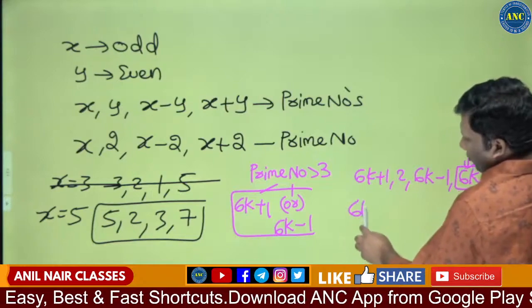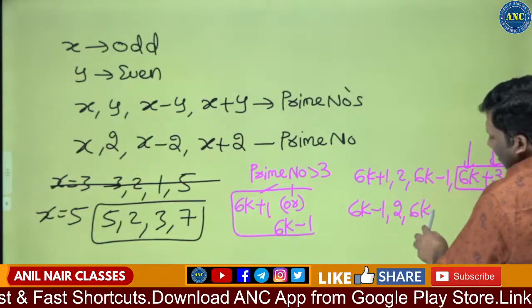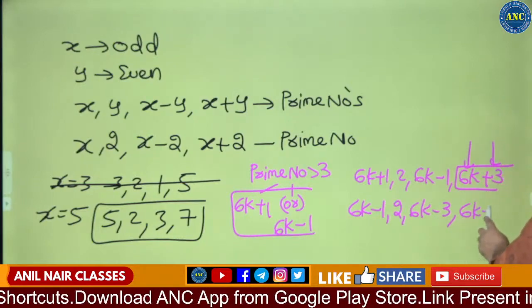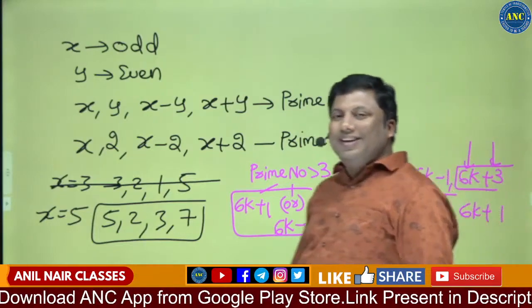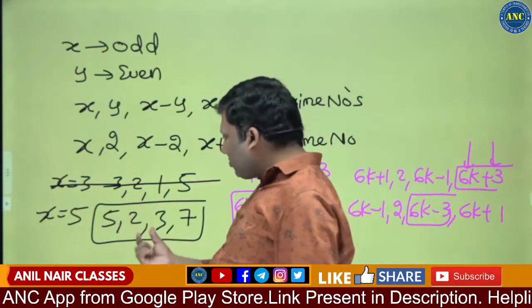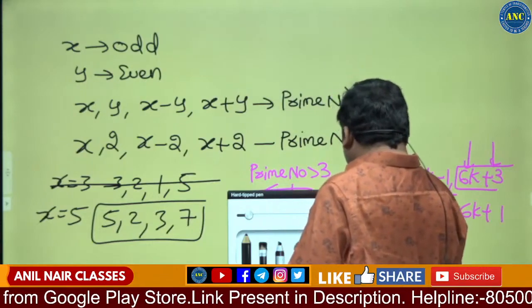6k minus 1, comma 2, gives 6k minus 1 minus 2, which is 6k minus 3, comma 6k plus 1. Divisible by 3. The answer will be divisible by 3. So no other cases are possible. So how many cases are possible? Only when x is equivalent to 5 is it possible.